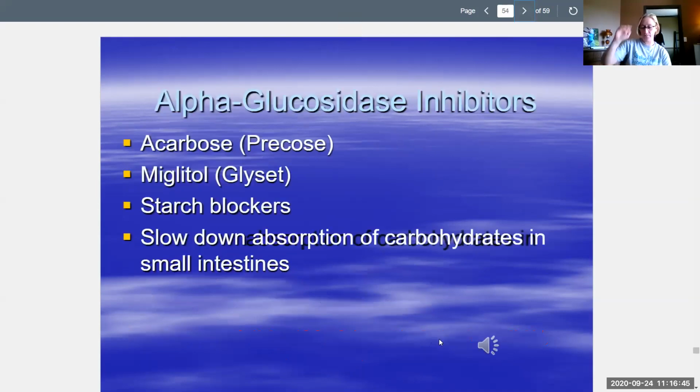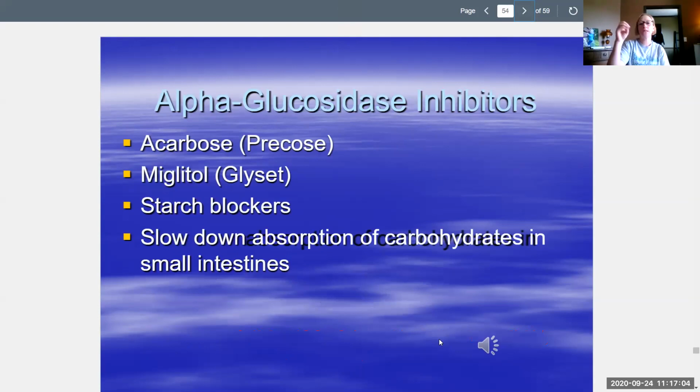All right. This one, we have our alpha-glucosidase inhibitors, which are acarbose and miglitol. These are our starch blockers, so that slows down the absorption of carbohydrates in the small intestine. So this is one that works in the intestine.